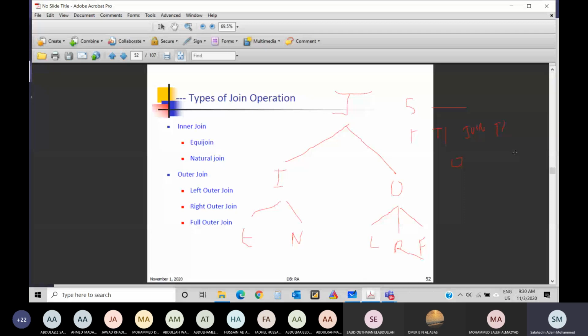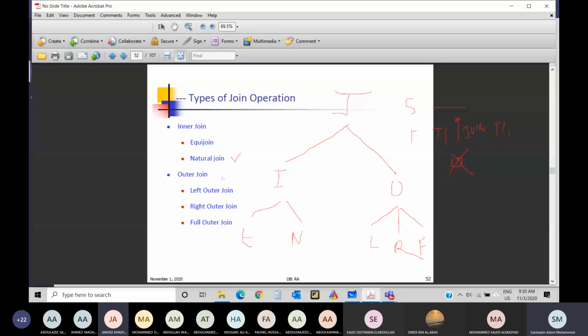What about natural join? What do we do? We don't need the on, right? All we have to do is just add natural join. T1 natural join T2. That's all we have to write, and that's it, isn't it? No condition written.